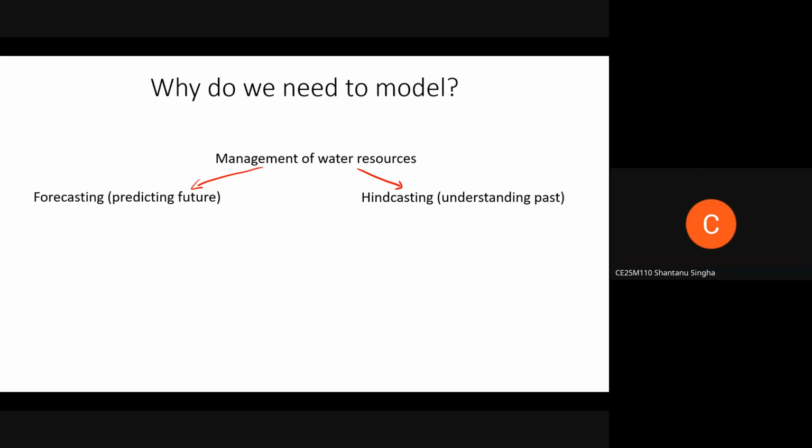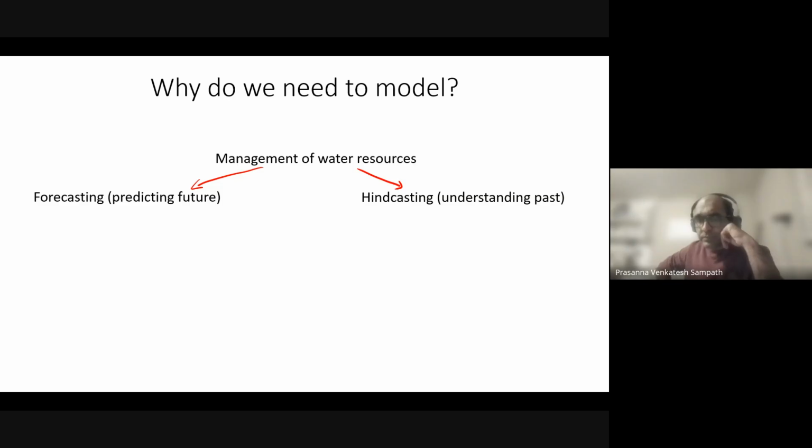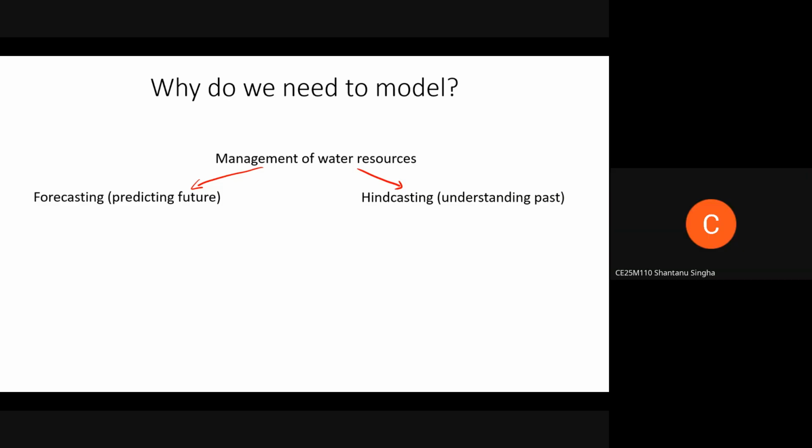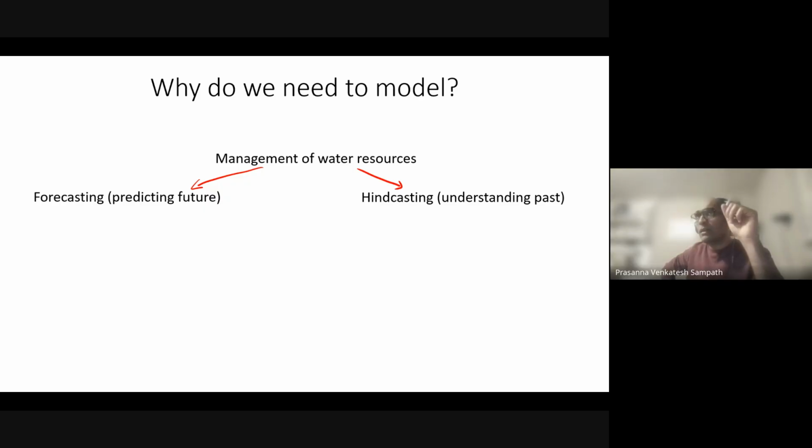Yes, sir. Go ahead, Shantanu. There may be crude oil present beneath the rock or soil. Okay, I'll add one thing.